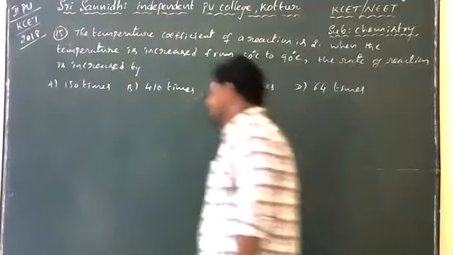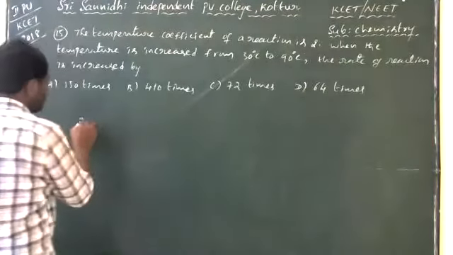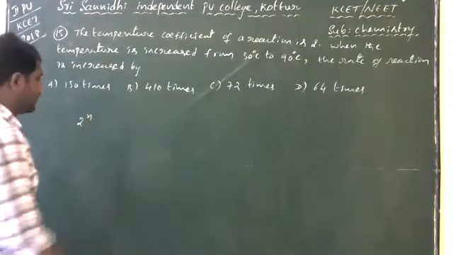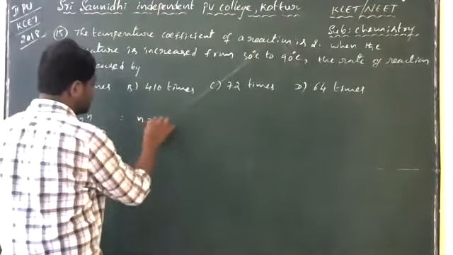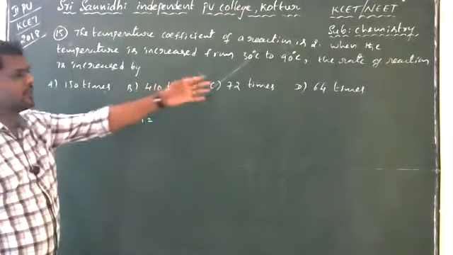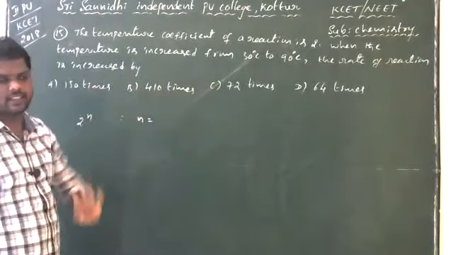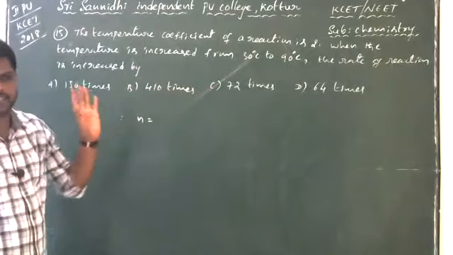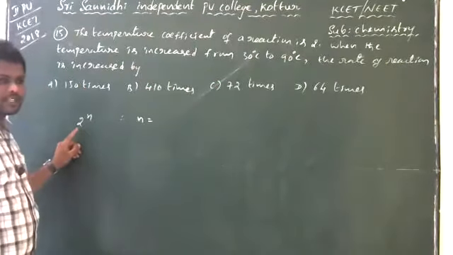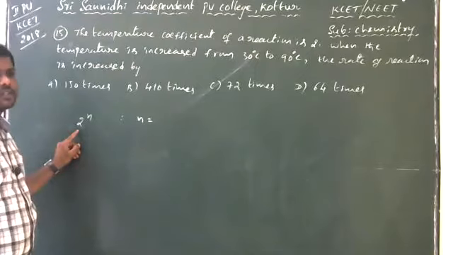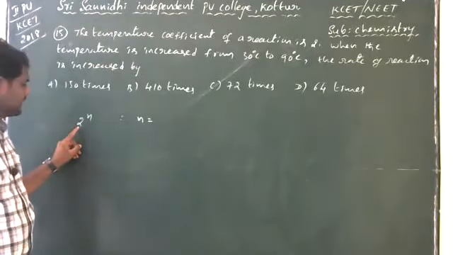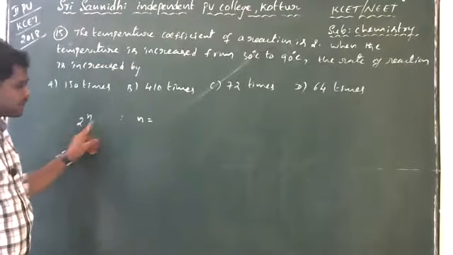So we have the formula, 2 power n, where n is how many times the rate of reaction increases when the temperature increases from 30 degrees Celsius to 90 degrees Celsius. The temperature coefficient of reaction is given as 2. That means when the temperature increases, the rate of reaction increases 2 power n times. So what is n here?